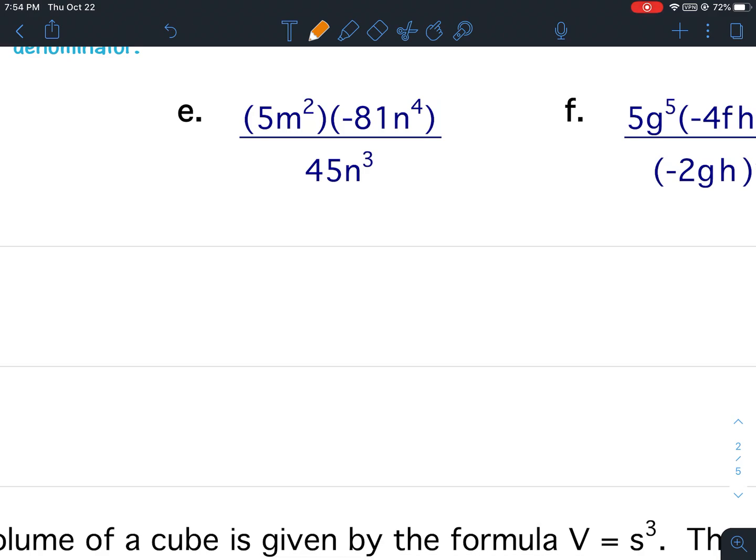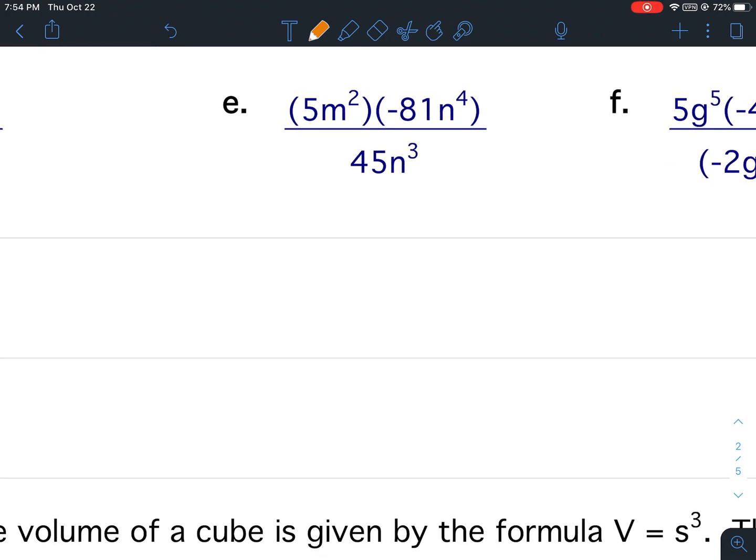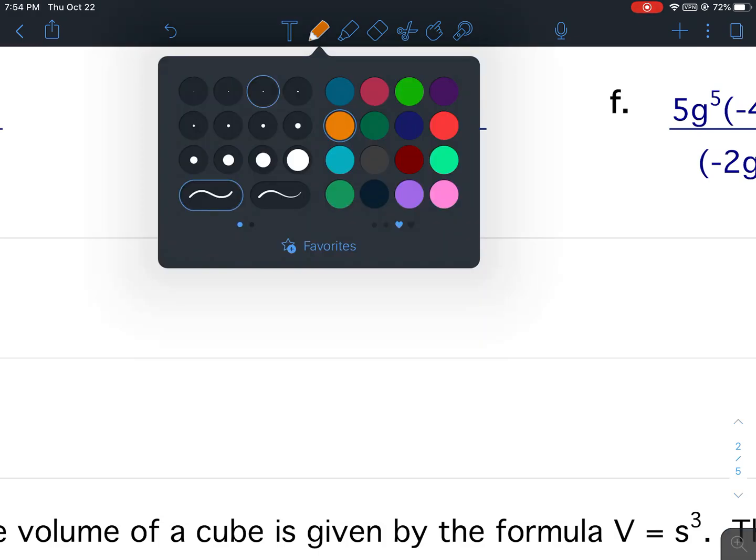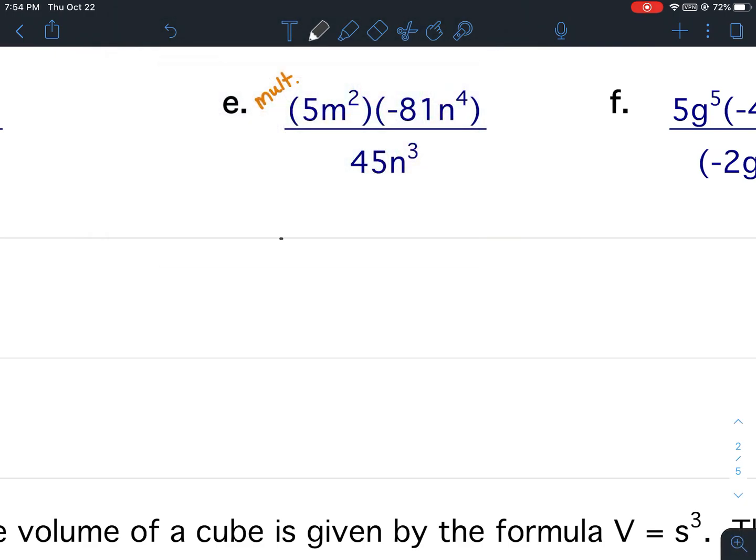Well, the denominator for E is already in simplest form, but what do we need to do in the numerator? What I need to do in the numerator is multiply. So, I'm going to go ahead and put my bar down, rewrite my 45n to the third, and now I'm going to multiply my numerator. 5 times negative 81 is negative 405.